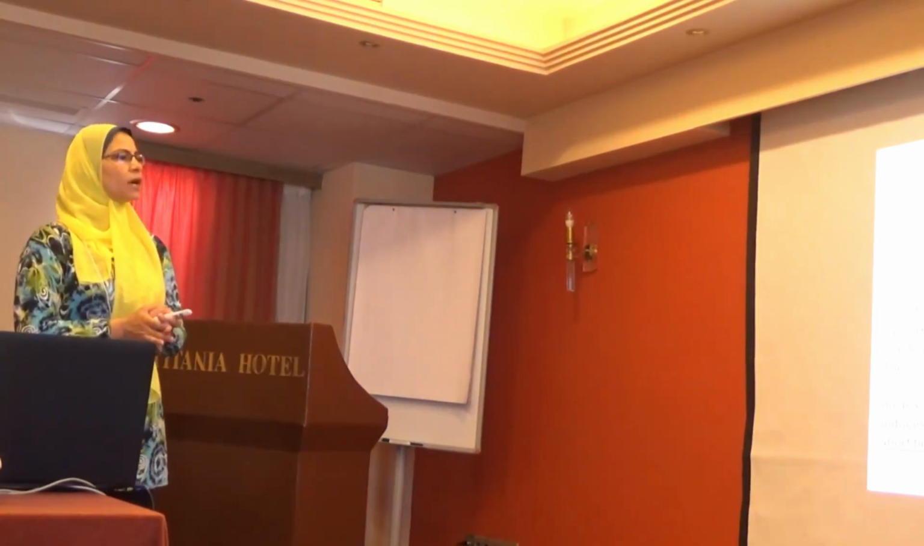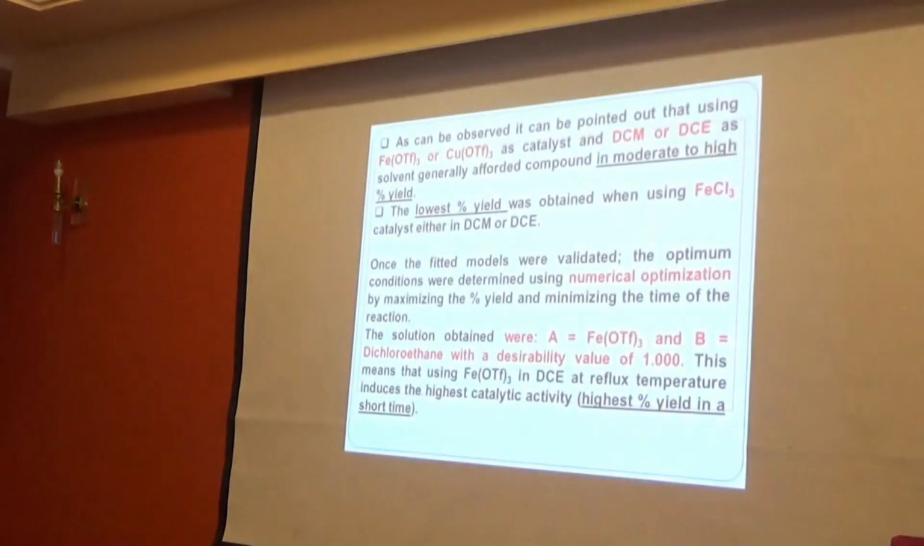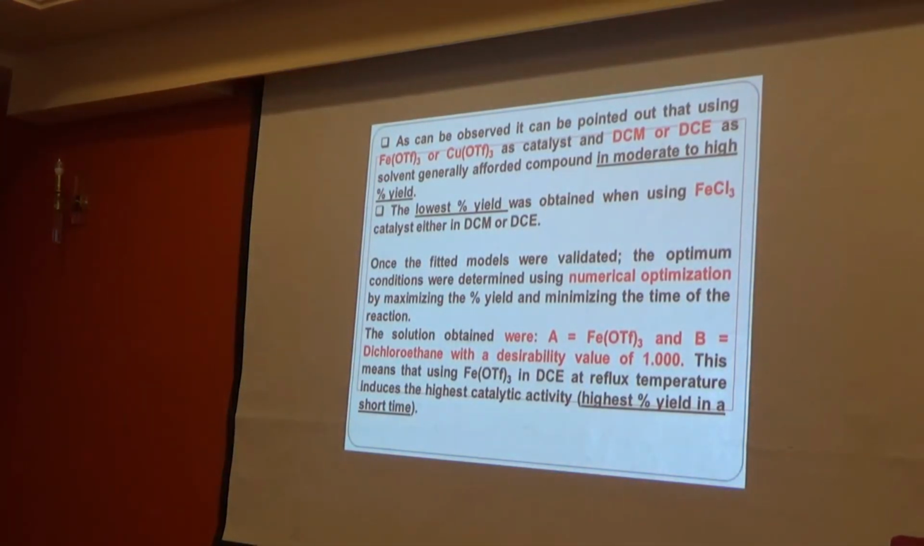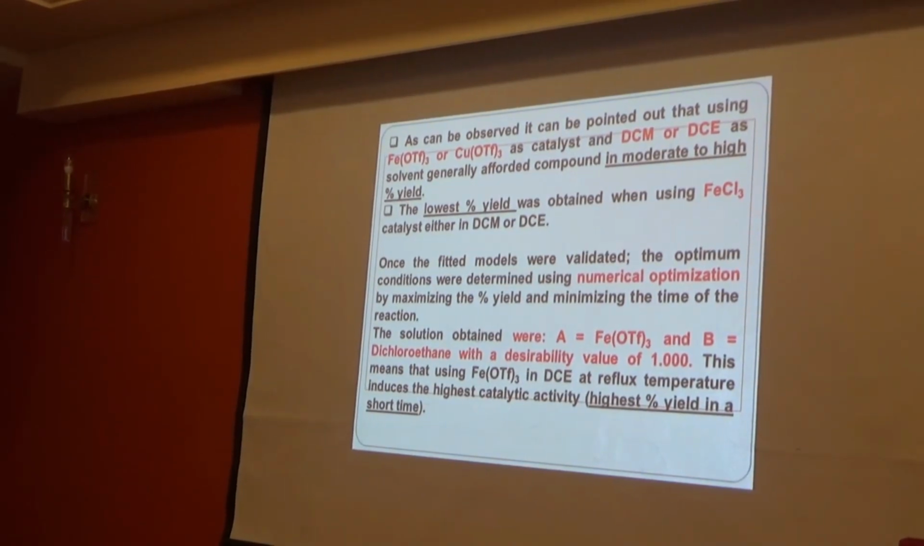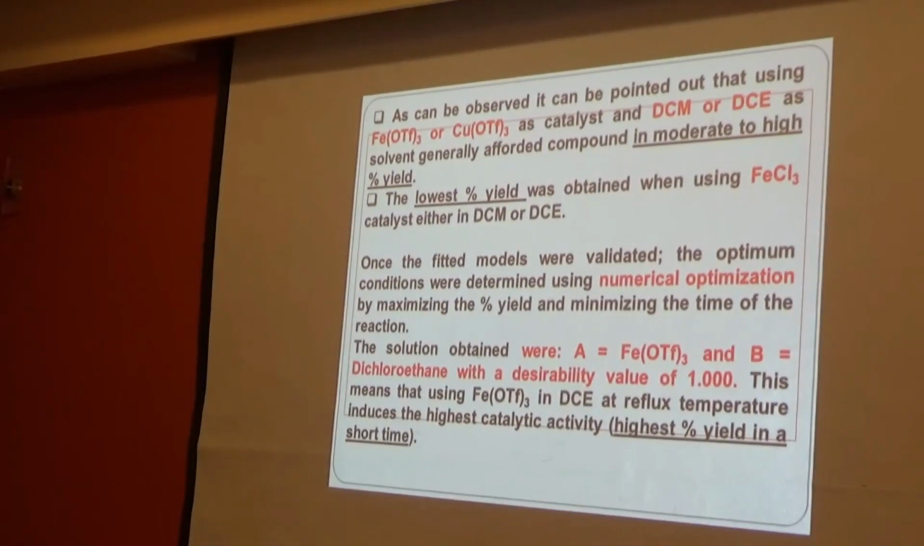Once the fitted models were validated, the optimum condition was determined using numerical optimization by maximizing the percent yield and minimizing the time. The solution obtained was the catalyst iron triflate and the solvent dichloromethane, with a desirability value of 1. This means that using iron triflate in dichloroethane at reflux temperature induces the highest catalytic activity, highest percentage yield in short time.